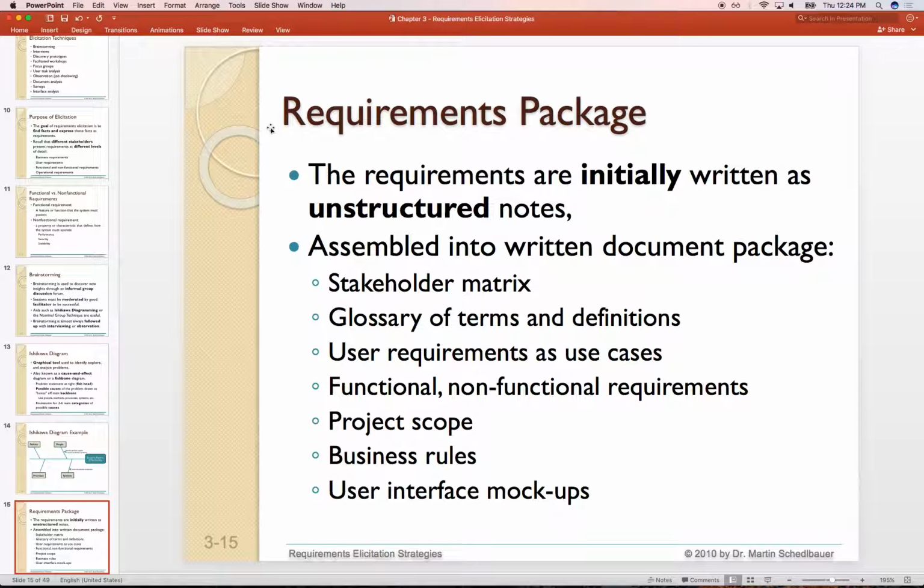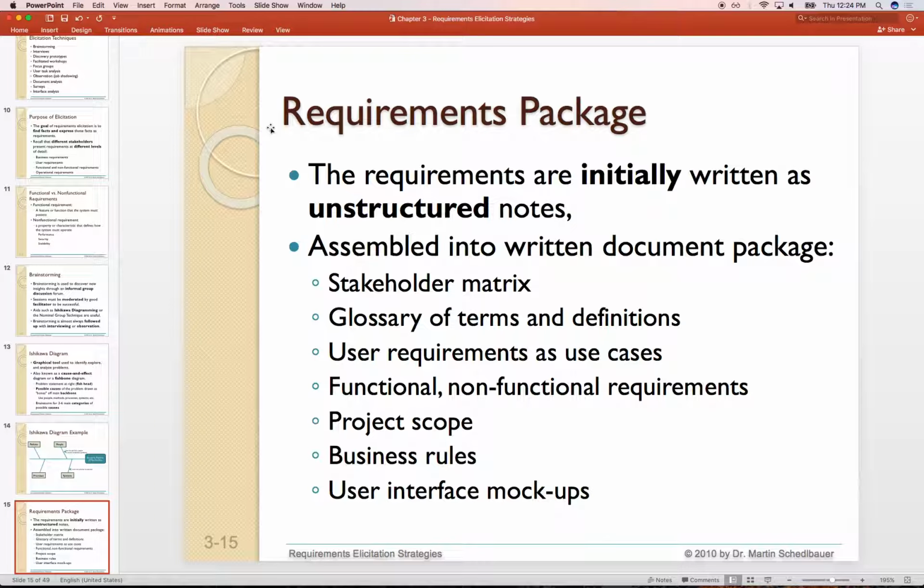For the project due at the end of the semester, right? As part of your presentation, one of the things that you're going to submit on Blackboard is a requirements package, right? Where you're going to have the stakeholder matrices. You're going to have the user requirements, the functional and non-functional requirements, the project scope, business rules, and so on and so forth, right? Some prototype interface mock-ups. Okay, and it will be part of your presentation at the end of the semester. Okay? So this is one of your deliverables.